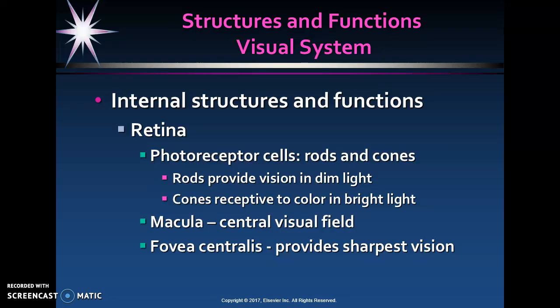The macula is the central visual field, and we very commonly see macular degeneration in the elderly. It is a huge cause of blindness. There are two types of macular degeneration, the wet and the dry. Dry is more common, and wet is the more severe form, but less common.